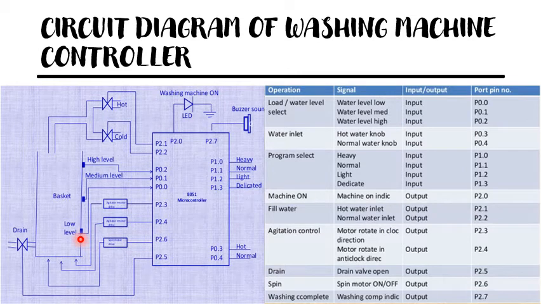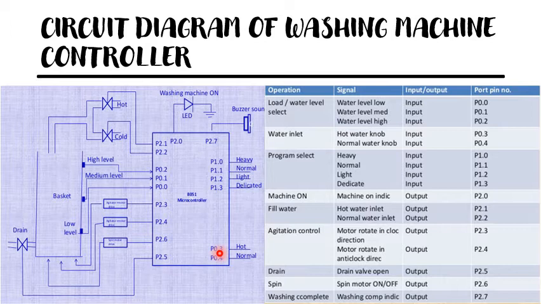The transducer outputs are connected to port 0, second pin. Hot and normal water knobs are connected to port 0's third pin and port 0's fourth pin. The output signals of the washing machine control are machine on, fill water, agitate control, dry, spin and washing complete.